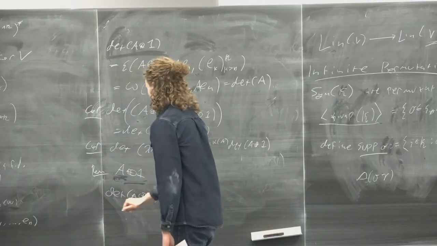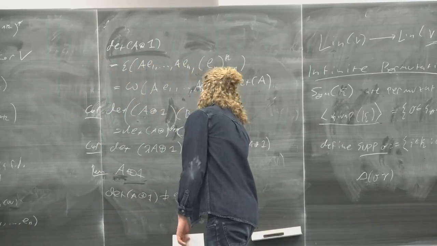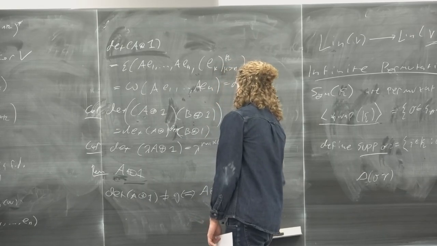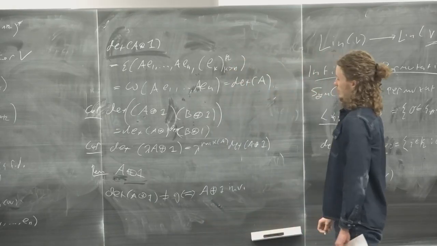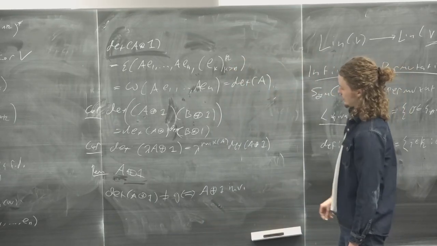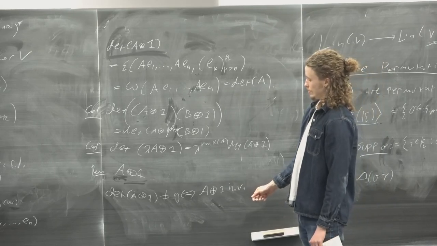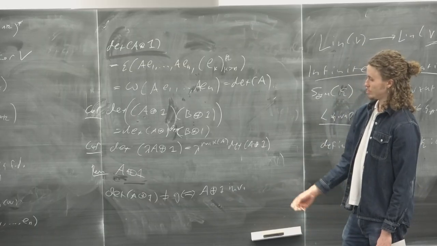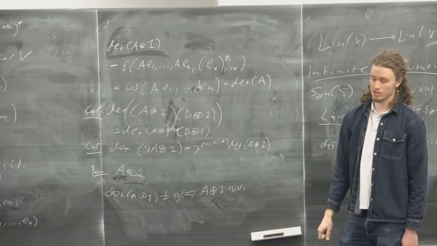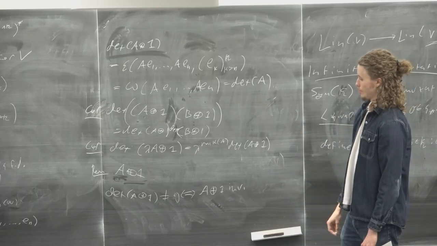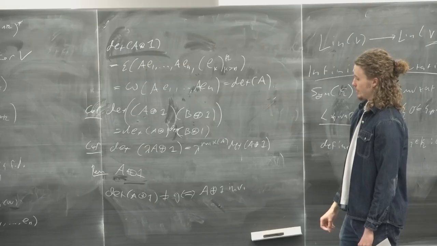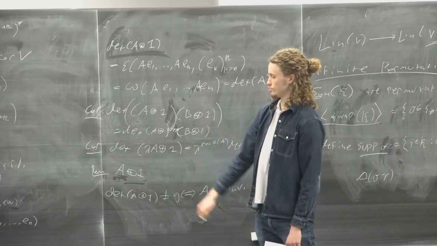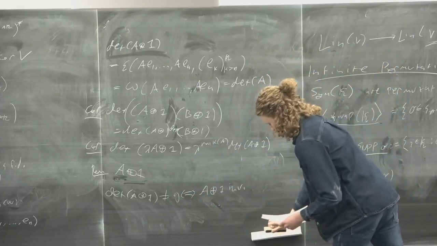And so we get that det of A plus 1 is non-zero if and only if A plus 1 is invertible. If it's not invertible, then it's not injective. We can find some basis where we're going to have a 0 somewhere, I guess you could say, in the Jordan form. We get that when it is invertible, det is non-zero by the multiplicativity. That's all I'll say about that.